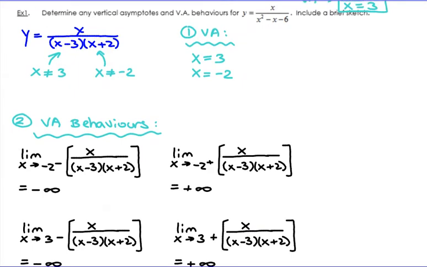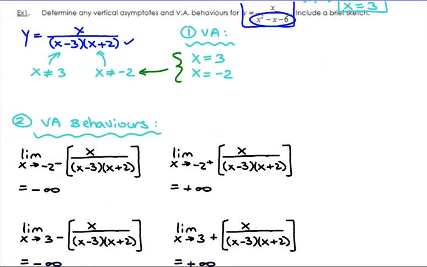Okay, so example number 1. Determine any vertical asymptotes and its behavior for a certain function. I put the function in blue and then factored out the bottom. It makes it a little bit easier to see what x can't be. Once I have those two numbers, those are going to dictate my equations of the lines. So again, that's why we have equal signs, of where my function can't touch. So the vertical asymptotes are x = 3 and x = -2.